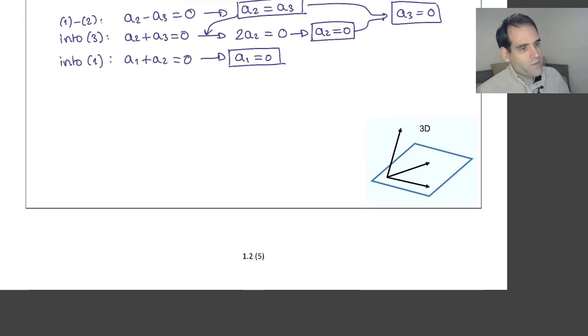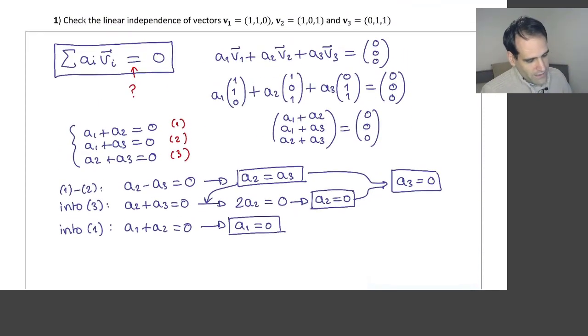This means that these three vectors look like this. They are spanning a three-dimensional space. The three of them are not contained in the same plane. Quite interesting, right? By solving a system of equations, we can find out whether three vectors are in the same plane or not.